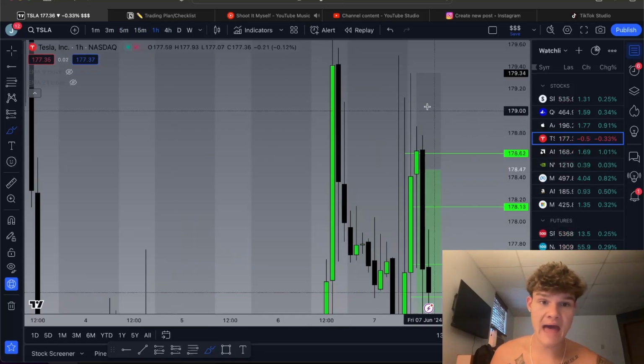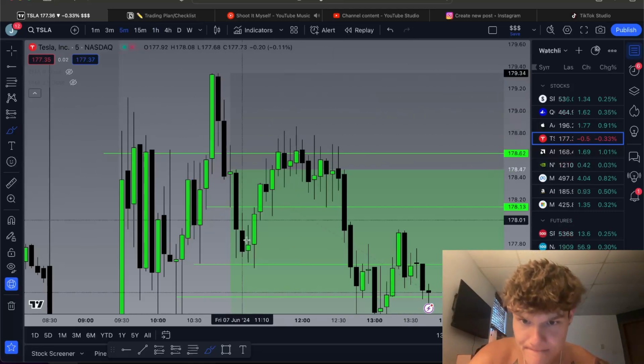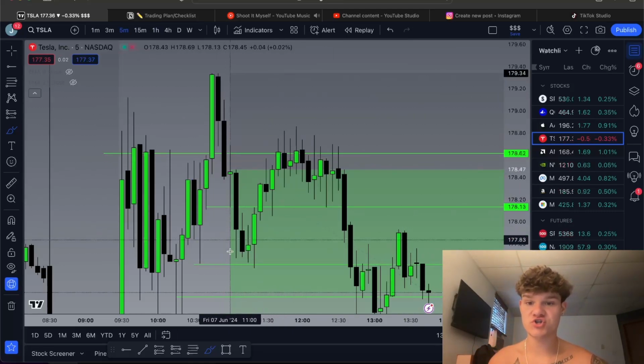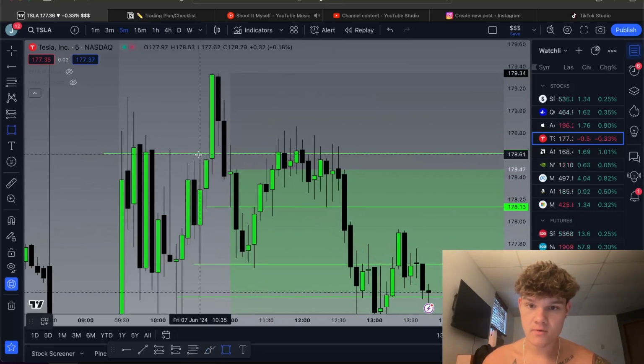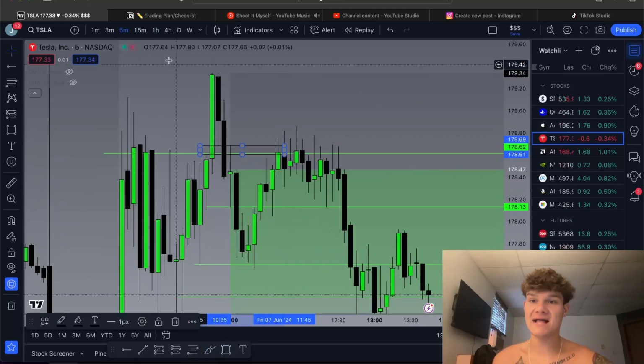So the hourly time frame is sweeping highs. Boom. Go to the 5-minute. I see this. Boom. Big break of structure. Also, we disrespect this bullish fair value gap. That's exactly what I entered off of.